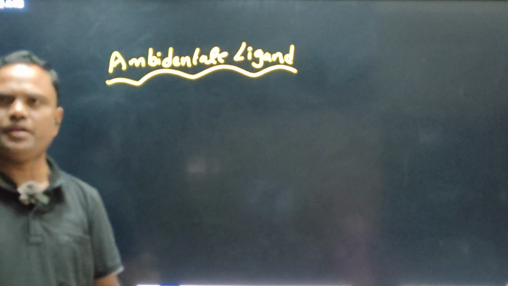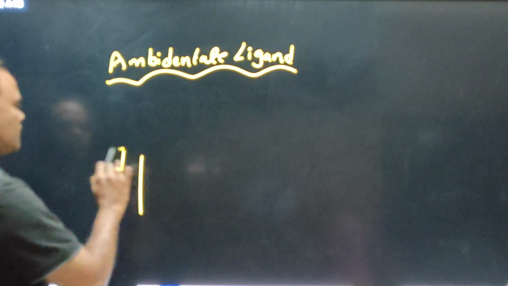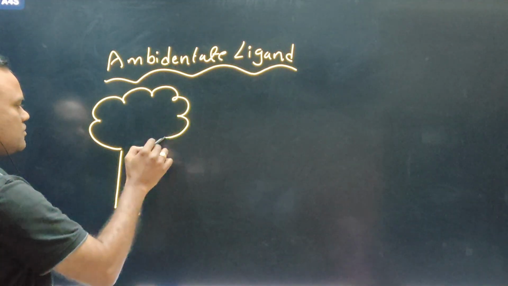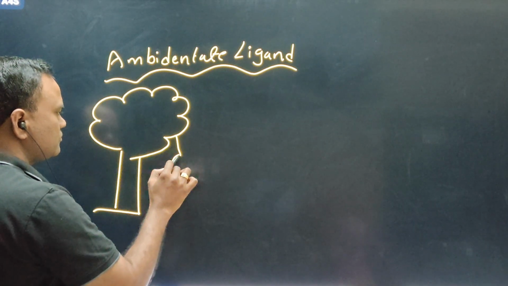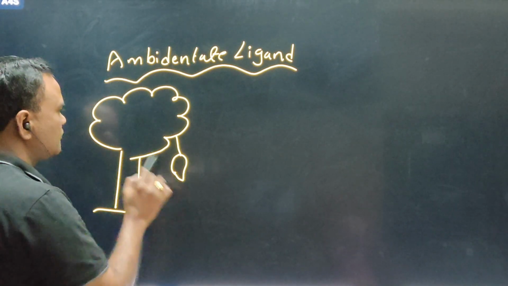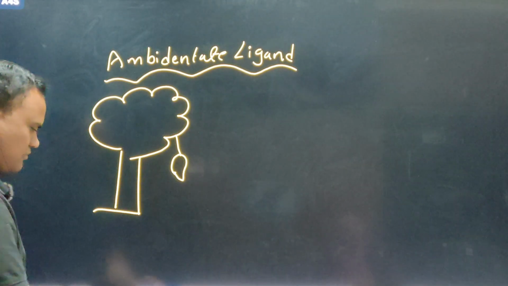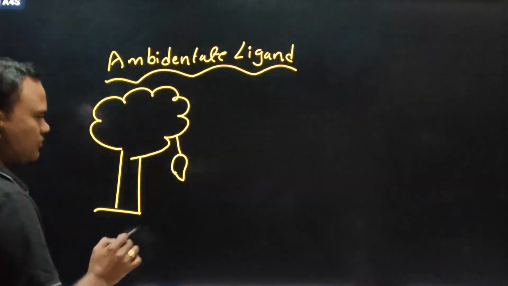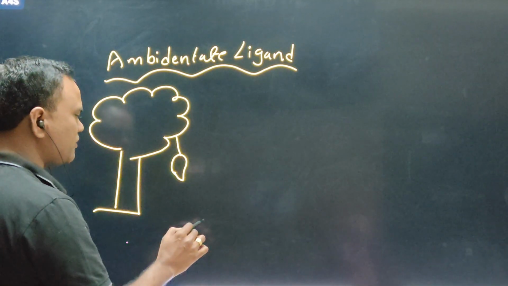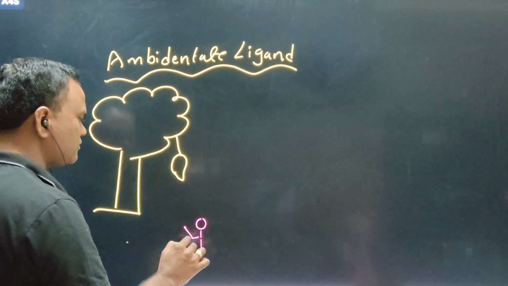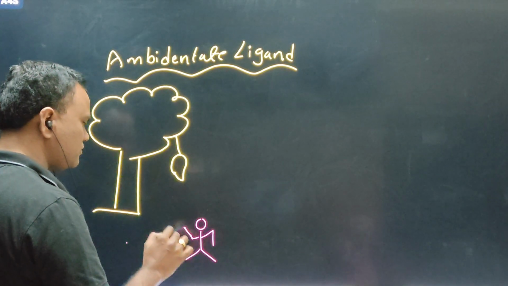Ambidentate ligand. One example I'll explain, Surabhi and Bhakti. Surabhi, answer this. This is a mango tree, this is a mango. The fruit is a little bit high. Then how can you pick the mango? You tell me, Surabhi. How can you pick the mango?